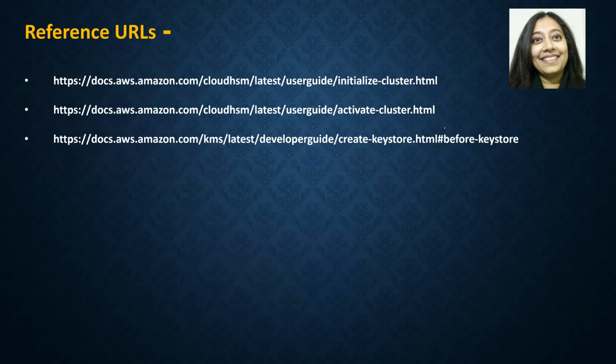Reference URLs. So we have 3 reference URLs over here. The first 2 URLs have most of the commands that we will be leveraging today. So in case you want to copy those commands, just go to these URLs. I will have them posted in the description of this video. The last URL basically talks about the prerequisites, or what is needed in order to ensure that you can create a custom key store, right, from a CloudHSM perspective. So once our cluster is up and running, we will review all the prereqs in this article to ensure that our cluster meets the requirements.